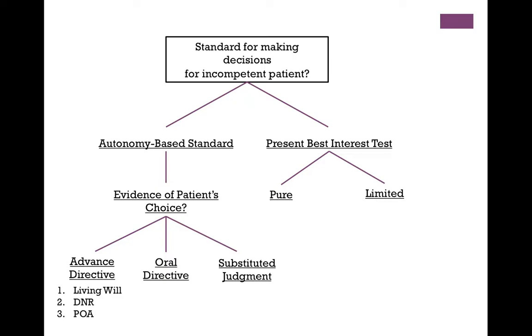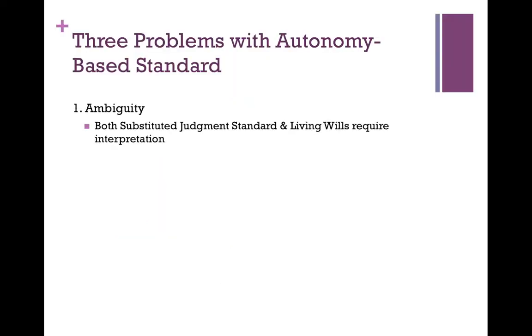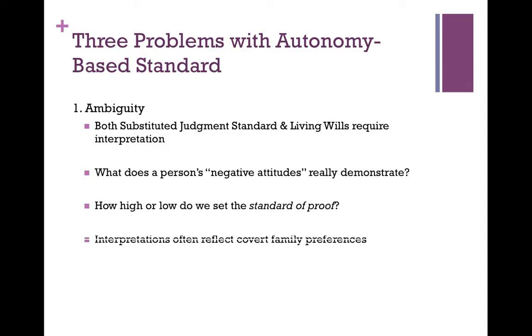And perhaps the single biggest problem with the autonomy-based standard is the problem of ambiguity. The fact of the matter is that both substituted judgment and living wills and oral directives, for that matter, all require interpretation. They require interpretation in the language the persons use. They require interpretation in the attitudes that a person may have demonstrated.